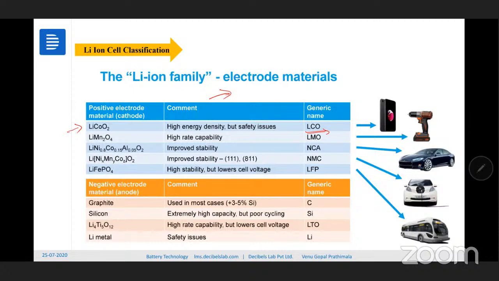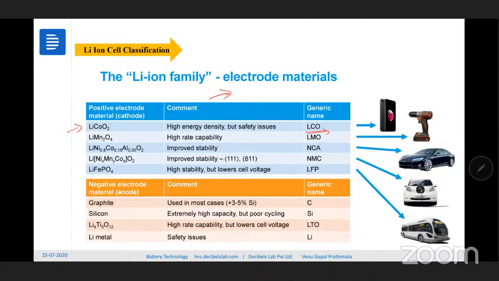Nickel cobalt aluminium has high stability, and it is now used in electric cars and hybrid vehicles. If you look at Tesla, they are using NCA and NMC based cells. The last one is lithium ferrous phosphate. The drawback of lithium ferrous phosphate is that it has a lower cell voltage, about 3.2 V.